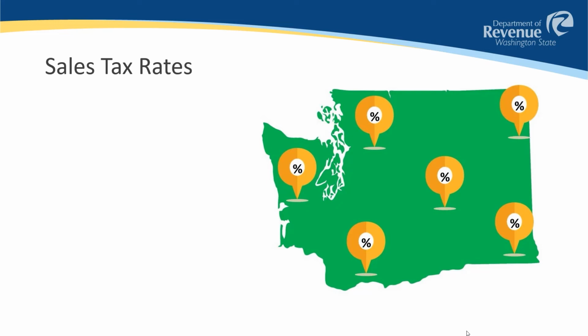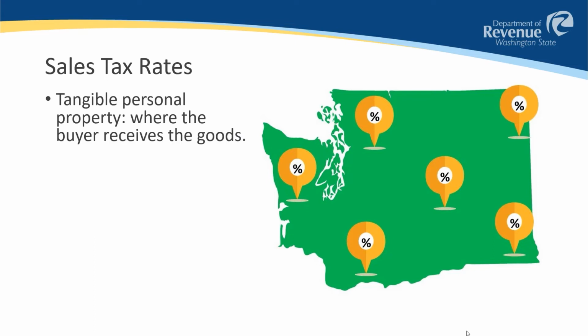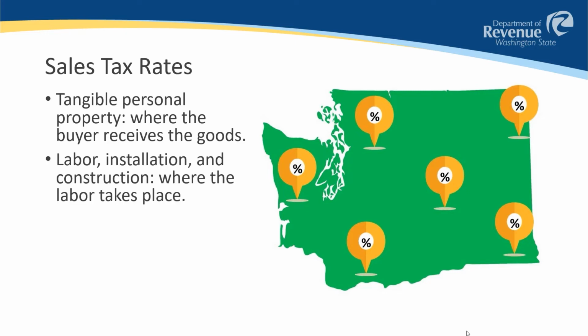So, how do you know what sales tax rate to charge your customers? It depends on what you are selling. For sales of goods, the local rate is based on where the customer receives the goods. For sales of hammers at the hardware store, it is the location of the hardware store. For sales of appliances that are delivered to the customer's home, it is the location of the customer's home. For sales of labor, such as construction or maintenance, the local rate is based on the location where the construction is performed, or the address of the job site.